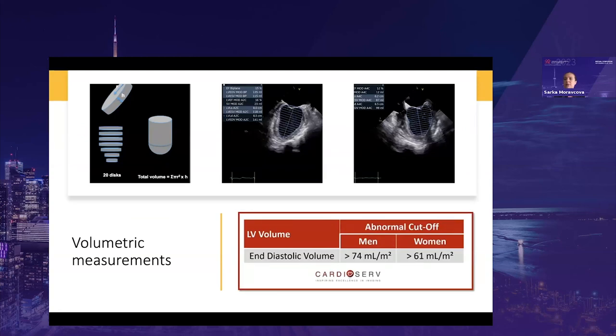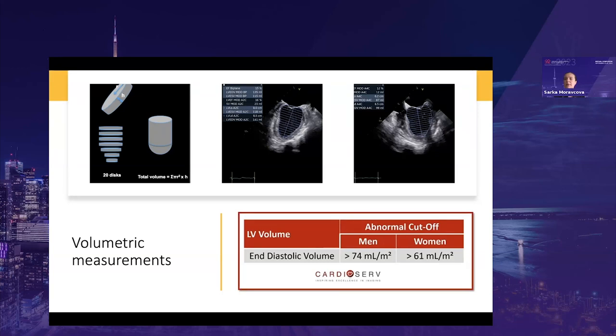So based on the assumption that the left ventricle cavity can be divided into a stack of elliptical discs, which vary in diameter based on the shape of the left ventricle, the computer software calculates the volume of each disc and summates it and gives us the total left ventricle volume. The measurements are performed in two orthogonal views. It is the mid-esophageal four-chamber view and mid-esophageal two-chamber view. And we can use automated endocardial border recognition.